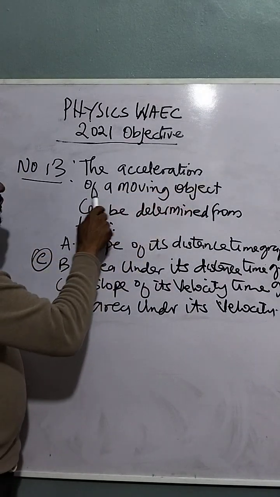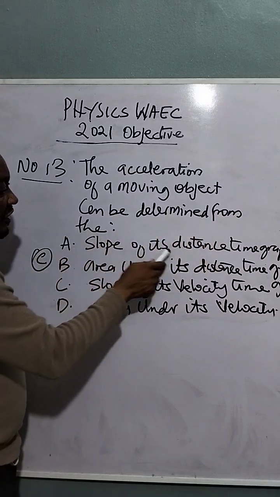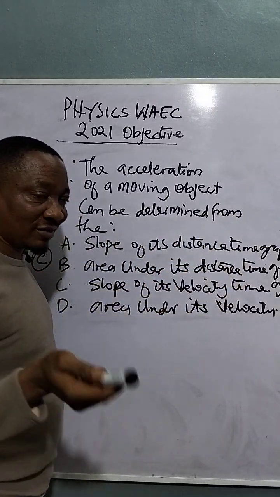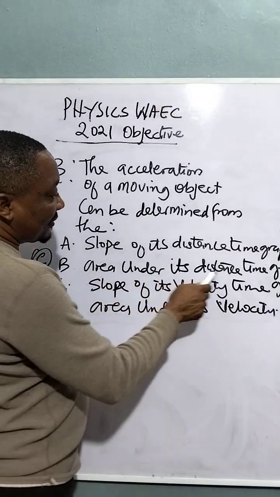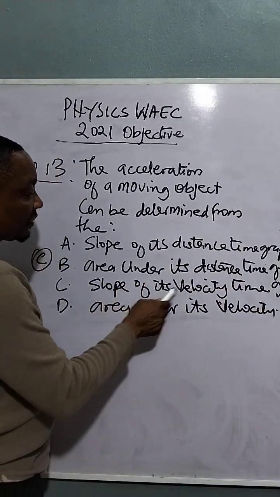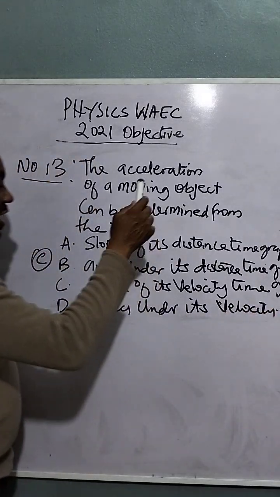The acceleration of a moving object can be determined from the slope of a distance time graph. Is it correct? B, area under a distance time graph. C, slope of a velocity time graph. D, area under its velocity time graph. All these things they are asking you.